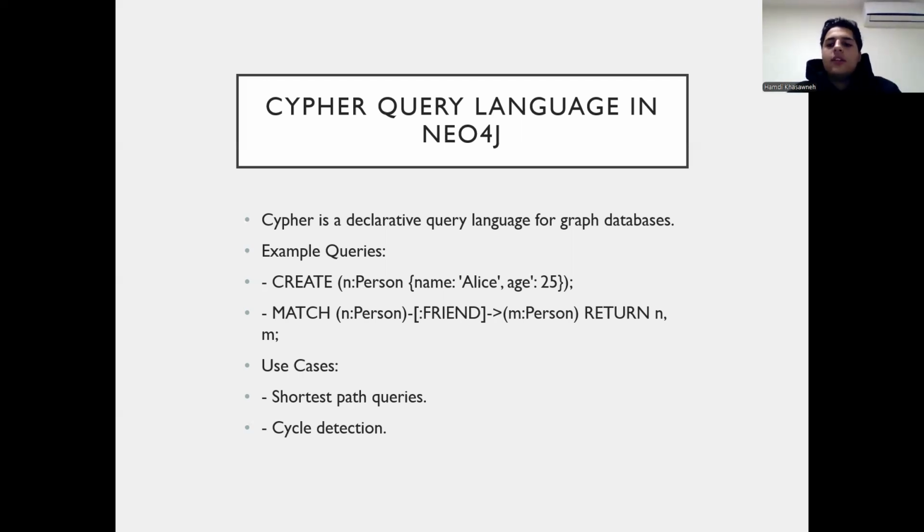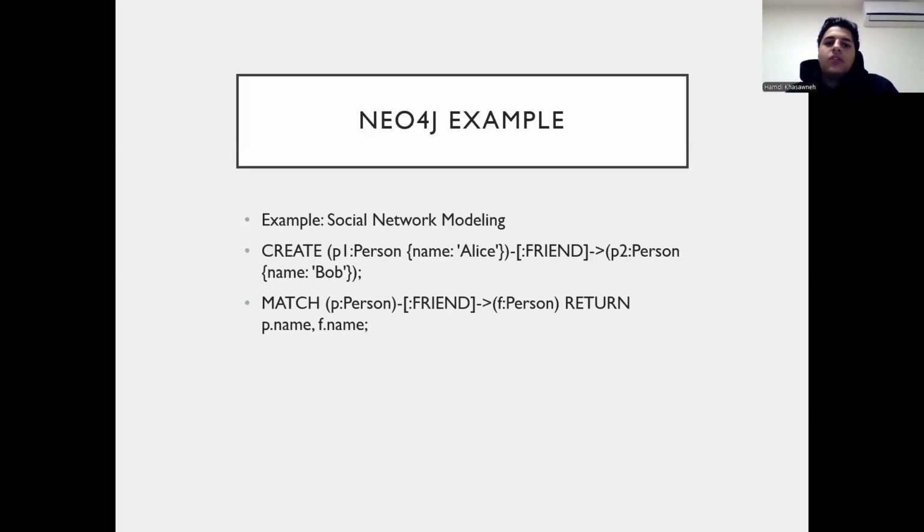NEO4J is widely used in social networks. It is used to analyze user connections and interactions, and it's also very commonly used in recommendation engines to suggest products or content based on user behavior. And finally, they are used for fraud detection to identify suspicious patterns and relationships in financial transactions.